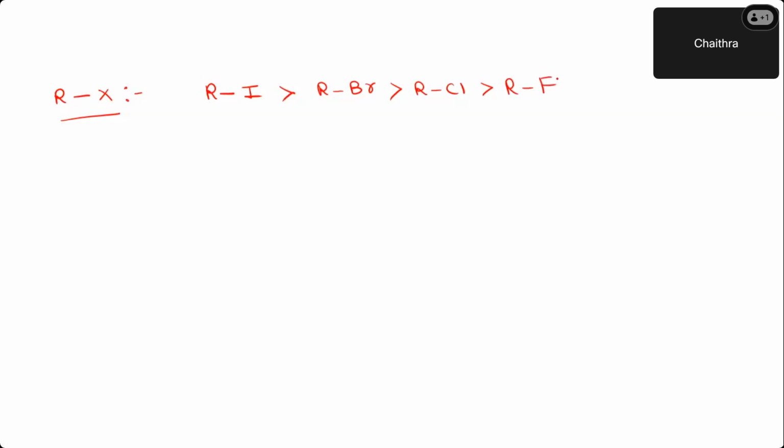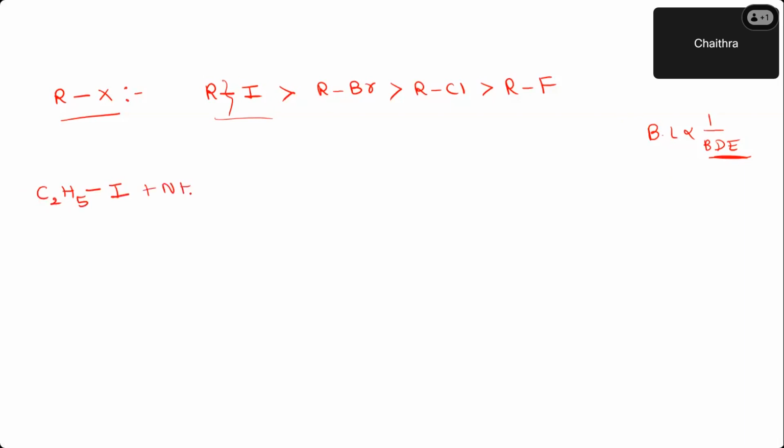Yes, why? Because R is common in these cases. Down the halogen group, size increases. Who is bigger here? I is bigger, right? So how are bond length and bond dissociation enthalpy related? They are inversely related, right? Now you tell me where I can cleave the bond very easily. This one, right? Because size is bigger, bond length will become bigger, so bond dissociation enthalpy is lesser. Therefore, this is most reactive. Okay, take an example. I will take C2H5I as the alkyl halide plus ammonia.